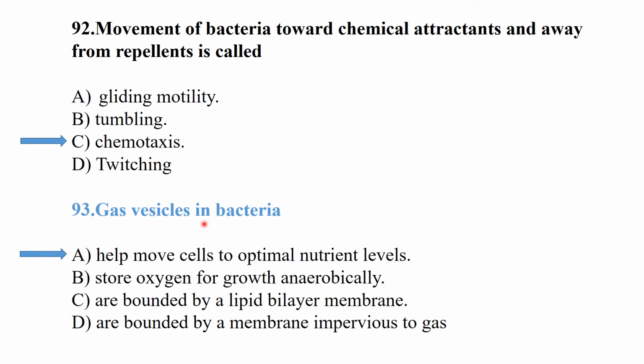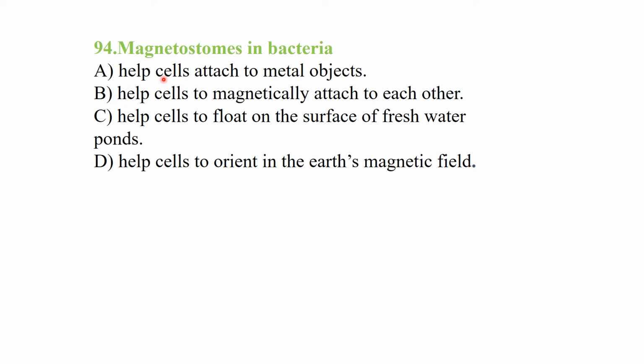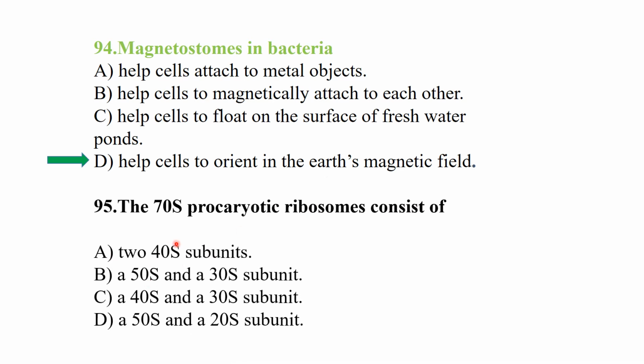Gas vesicles in bacteria help the movement of the bacteria to the optimal nutrient level. What is the function of magnetosomes in bacteria? These help the cell to orient in the Earth's magnetic field. The 70S prokaryotic ribosome consists of two subunits: the large subunit, which is 50S, and the small subunit, which is 30S. The best answer is B, 50S and 30S.